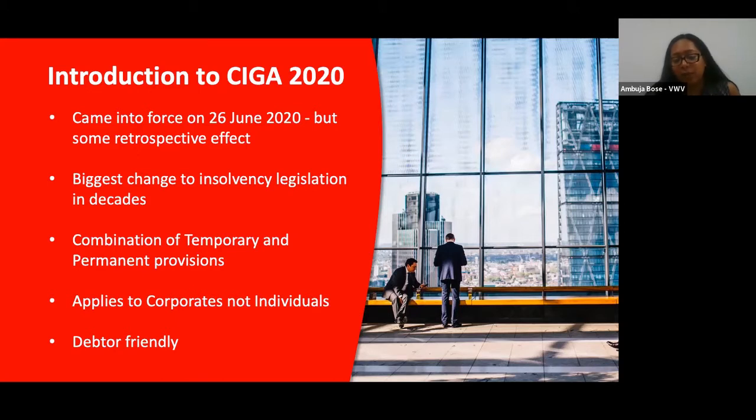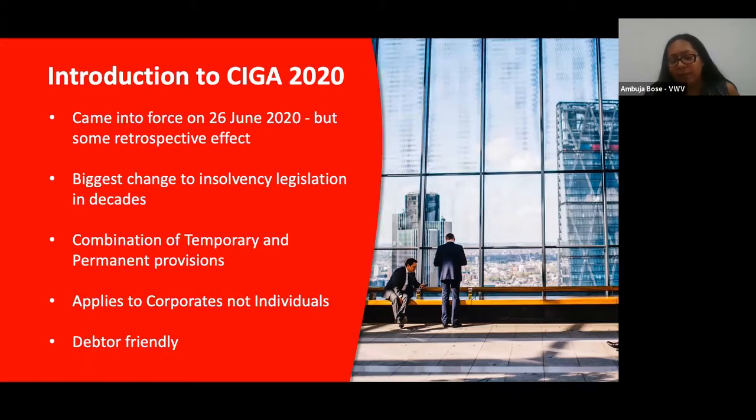As things stand at the moment, CIGA doesn't apply to individuals who are insolvent, but again, I'd say watch this space. There may be similar or secondary legislation which brings about certain elements of CIGA and applies it to individuals as well. The application of CIGA is very much to introduce a debtor-friendly insolvency regime into the UK arena.